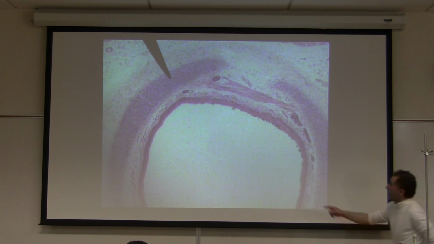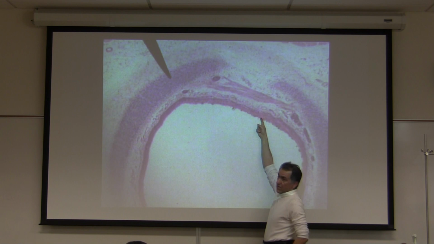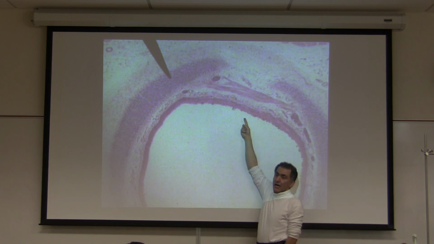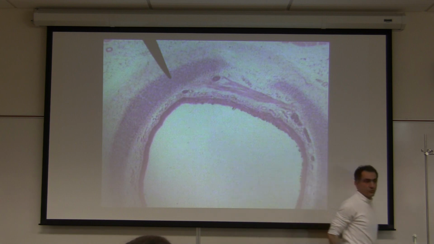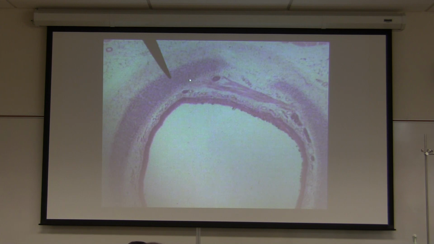When you put it on high power, you look at this, you might think it is more than one layer, but it is not. It is one layer. So they didn't call it simple, they call it pseudo. Ciliated, pseudostratified columnar epithelial tissue. What is the name of tissue here? Cartilage, connective tissue. I'm hoping you would write down.